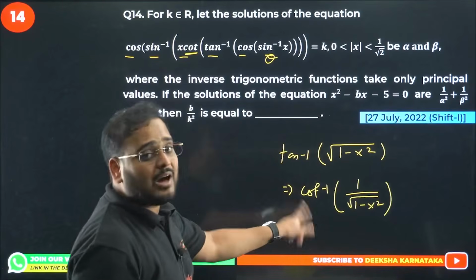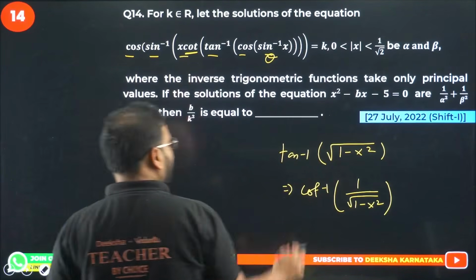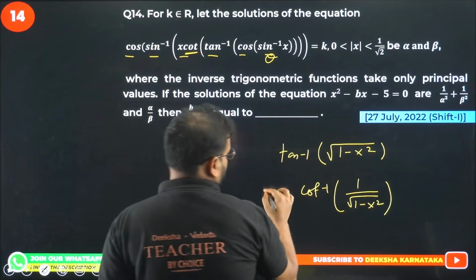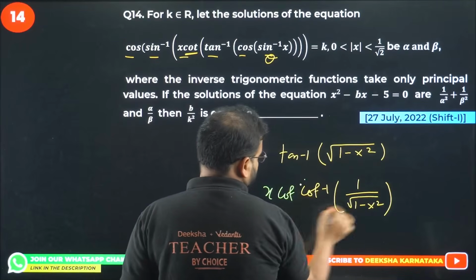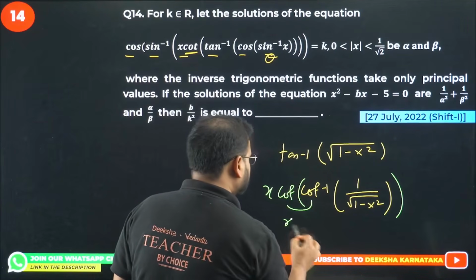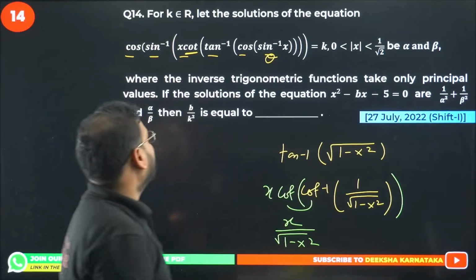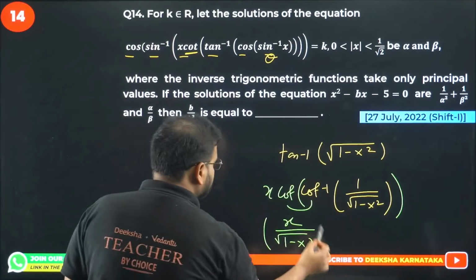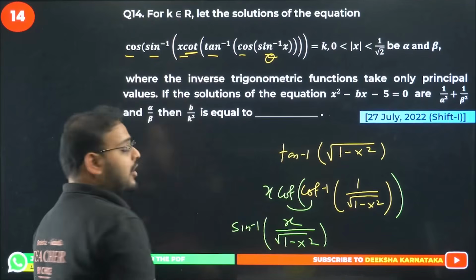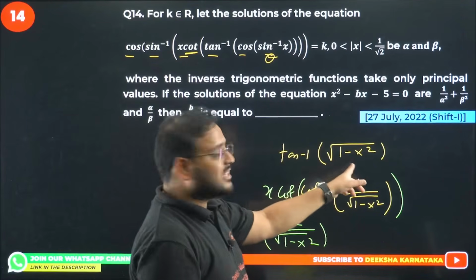Now on this you have what operating? On this you have x cot operating. So write that x cot. So cot inverse cot will be cancelled. You have only x upon root of 1 minus x square left. Outside of this you have sine inverse, and out of that you have cos. Achha, I hope you got this part right.